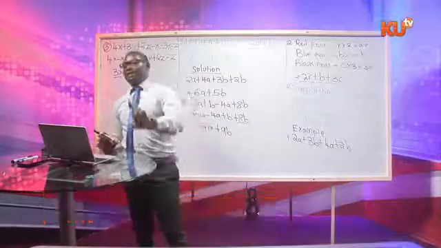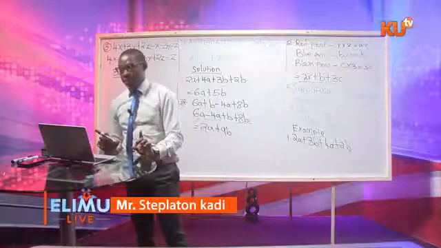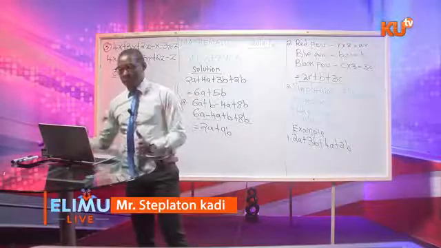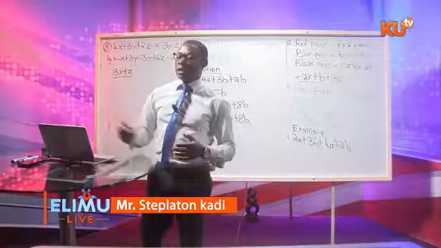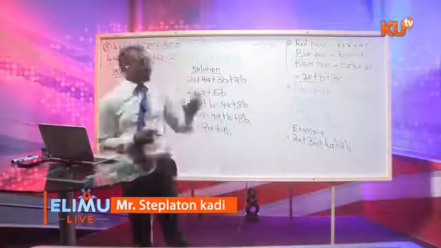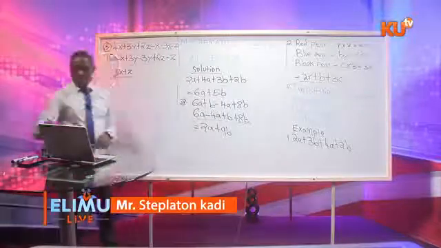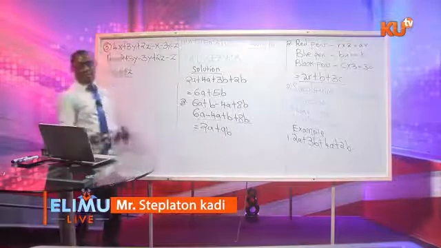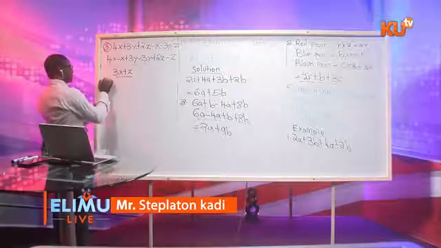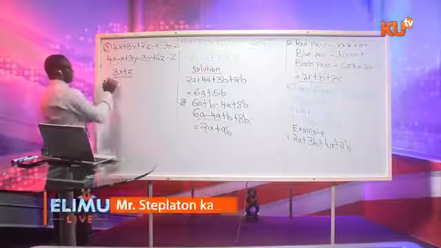Remember, when you see a letter standing on its own, it means 1. Like A, that is 1A. And remember also, when you solve and you get 0, you don't write the 0 there. So let's look at our third explanation about algebra. That is simplifying algebraic expressions that involve brackets.